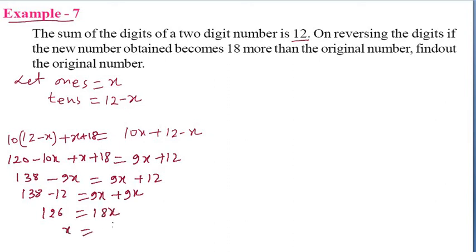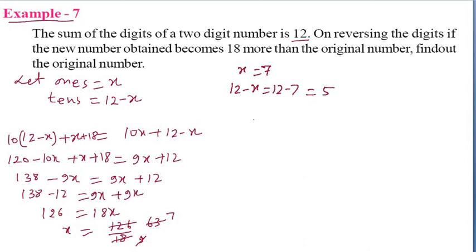So x will be equal to 126 upon 18. So 2 9s are 18, 2 6s are 12 and 2 3s are 6. Once again 9 7s are 63. So x becomes 7. So the digit 12 minus x is equal to 12 minus 7. So it becomes 5. So the number is, or you can say digit, will be equal to 57. So that is your answer.